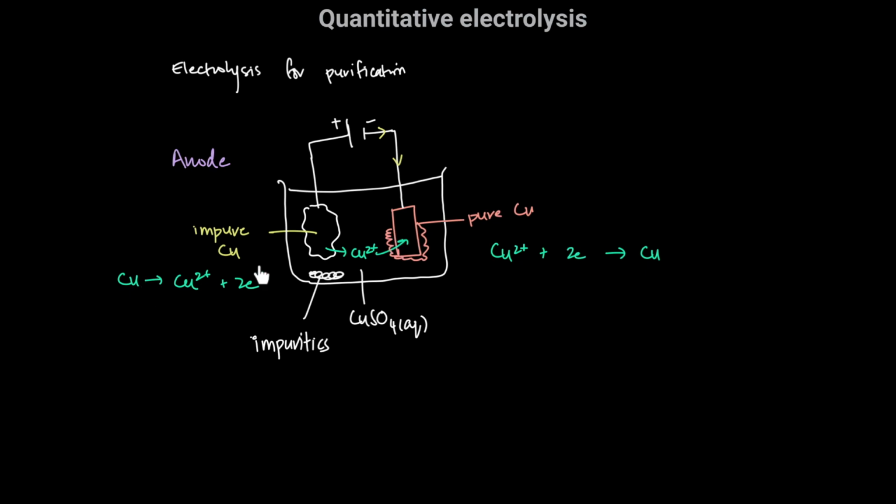As the copper undergoes oxidation, we have loss of electrons at the anode, and then we have gain of electrons at the cathode. The copper 2 plus ions accept electrons at the cathode and deposit to form copper metal. So over time, the mass of the cathode increases.